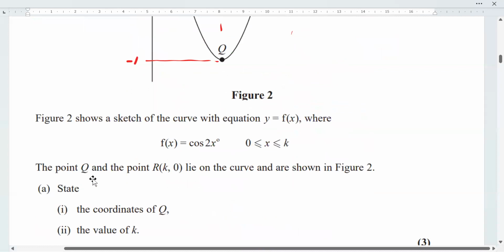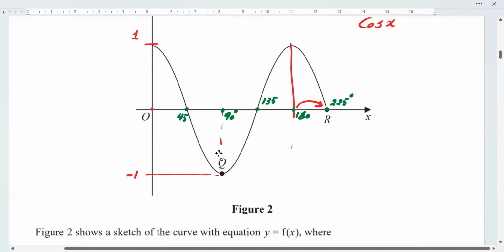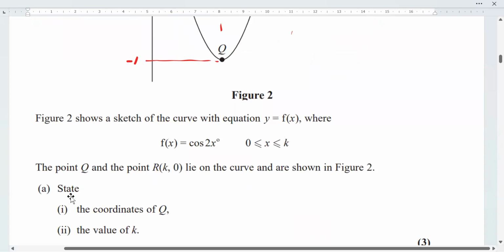Here he says the points Q and R, K0 lie on the curve and are shown in the figure. You have 2 points. He mentioned point Q and point R. The first question: state the coordinates of Q. Actually, state is a keyword. State means you can write your answer directly without any working out. There is no working out for Q, and no working out for K, for example. He just needs the value.